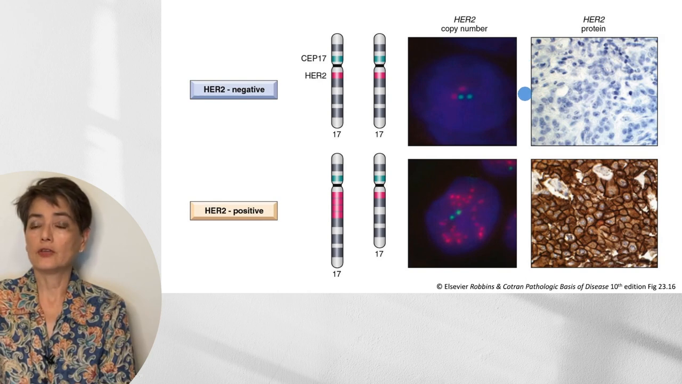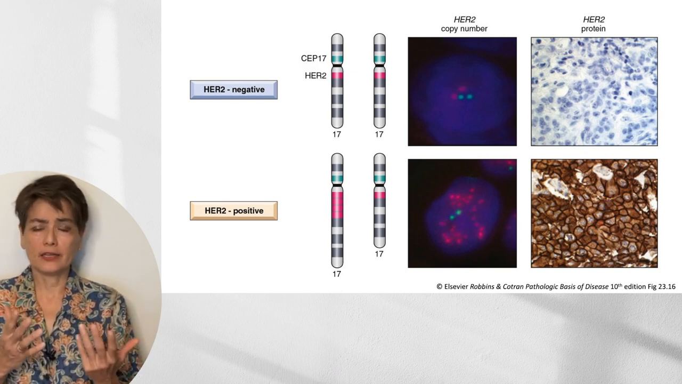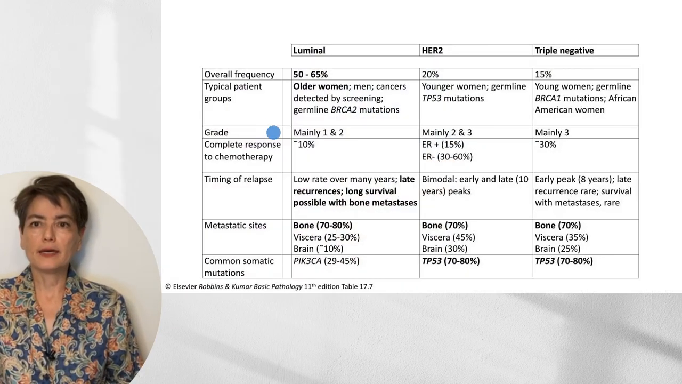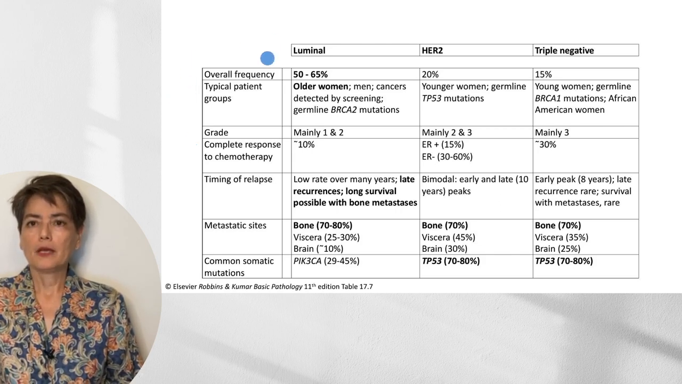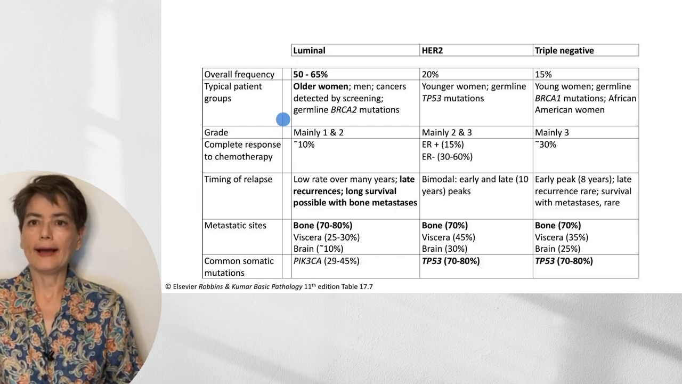We can also look at this using immunohistochemistry. This is one that is showing no staining at all. This is the HER2 negative. And when we have abundant HER2 amplification, we can see this staining here. So why do we care about dividing them into these various categories? It's because these three biologic categories tell us a lot about prognosis and timing of relapse, things like that. So let's take a look at them one by one. So we'll begin with our luminal carcinoma, which is the most common and tends to affect older women. Also, when men develop breast cancer, this is the type they typically have.